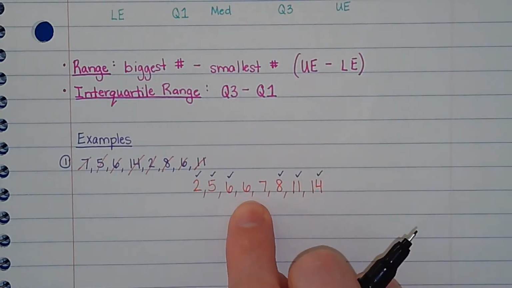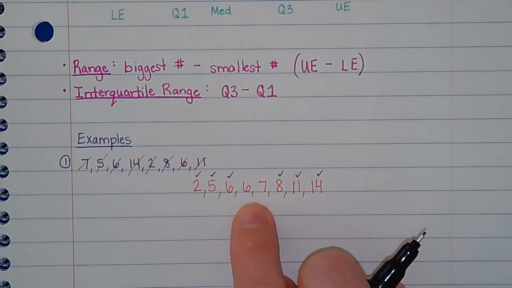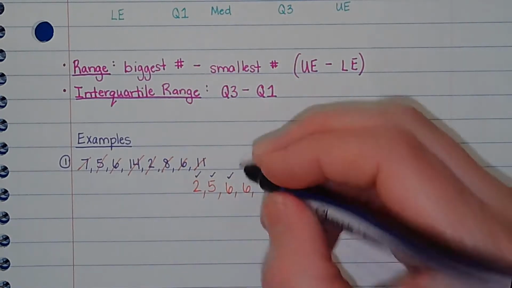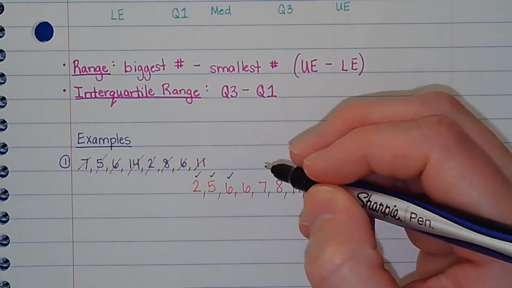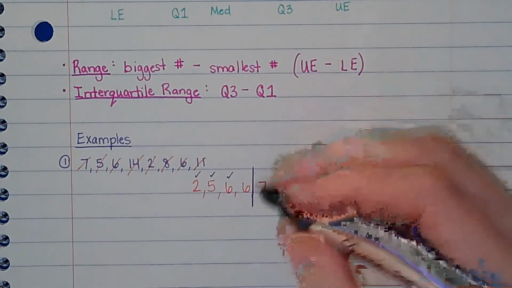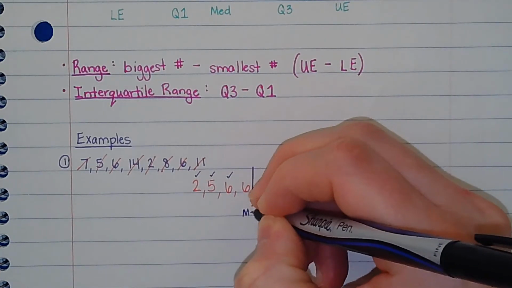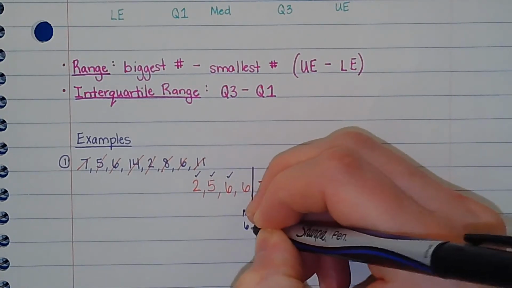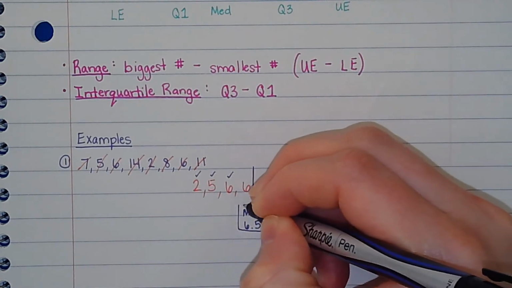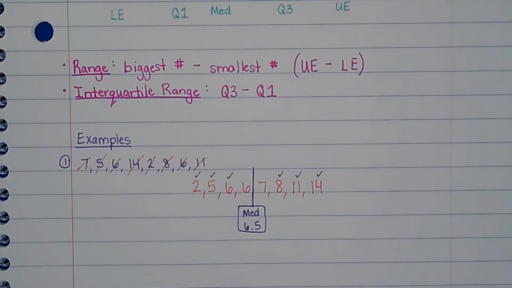Okay, so once again, I'm left with 2 in the middle. So I need to add these 2 together. 6 plus 7 is 13, and then divide by 2 because there's 2 numbers, and my median ends up being 6.5. Well, if you're 6.5, that means you're going to fall right here. So here's my median, and it is 6.5. Okay, so there's my median.